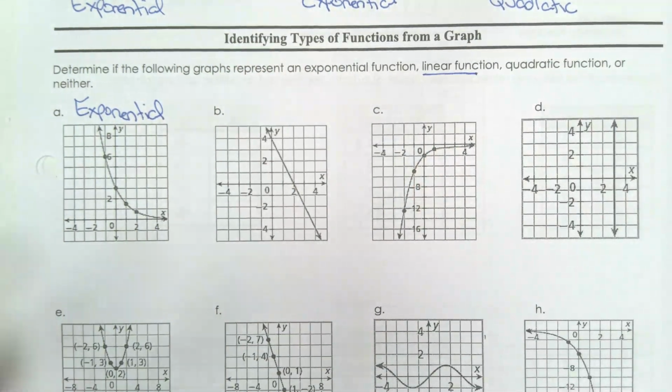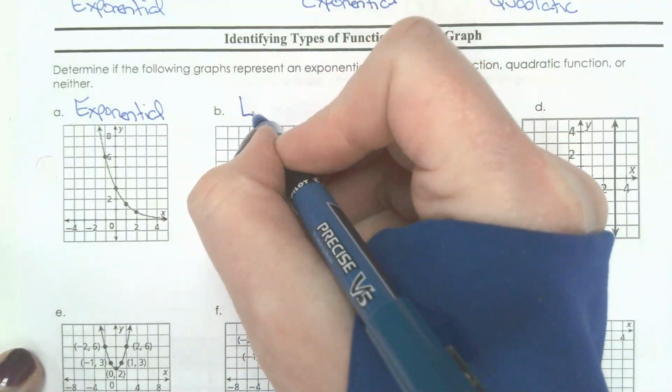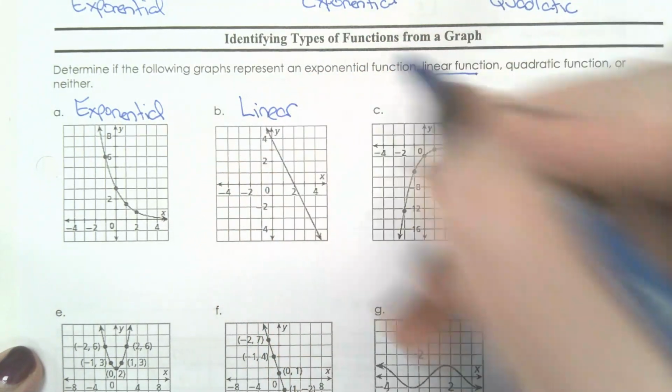Pick out a linear function for me. Which one of these graphs would be linear? Cliff? B. B, we have a straight line. This would be an example of a linear.